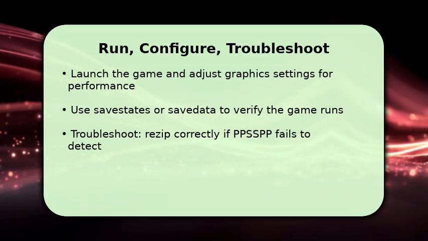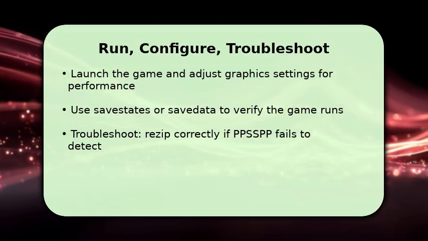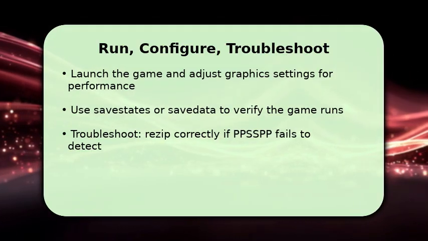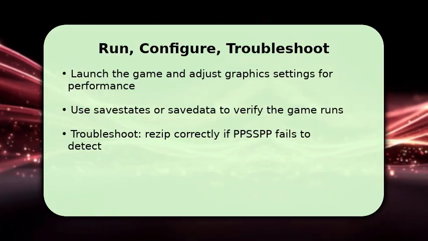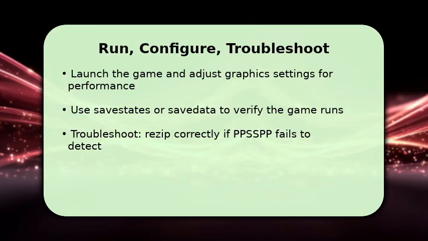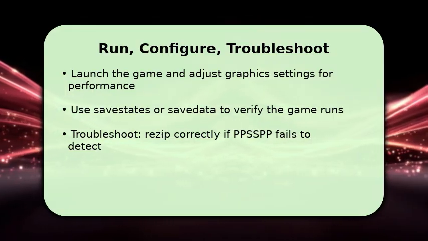If PPSSPP does not detect the zip, make a new zip with the ISO at the archive root using a standard compressor, or rename the file extension to ISO and test. This resolves most detection issues quickly.